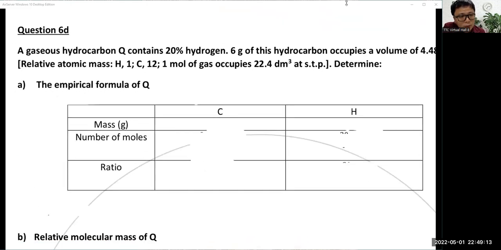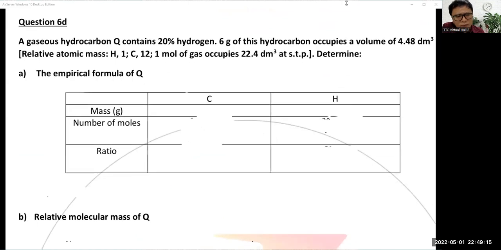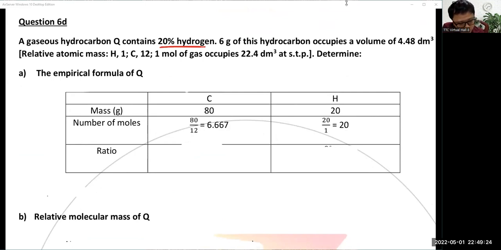Okay, this is another type of question, slightly different, that it has 20% of hydrogen, which means the carbon will be 80%. Then if you use this to find the number of moles, divide by the smallest number 6.66, you'll get the ratio 1 to 3. So the empirical formula will be CH3.